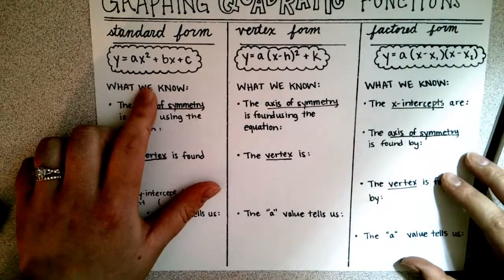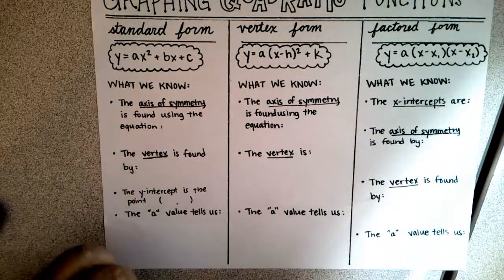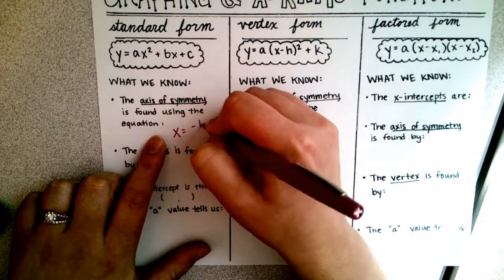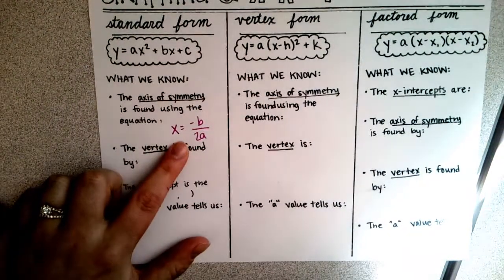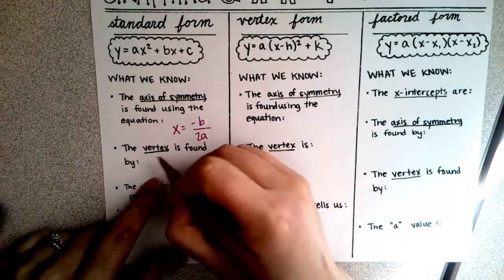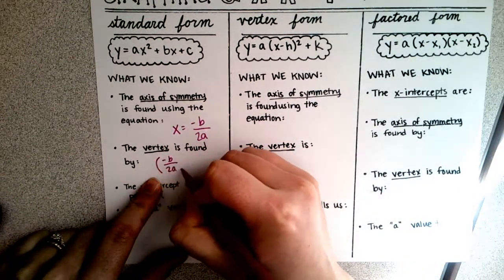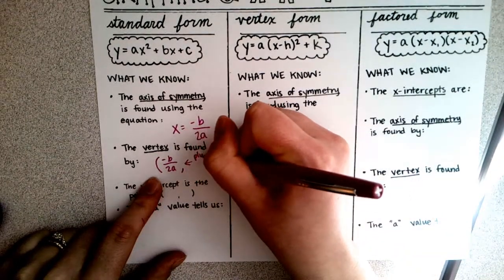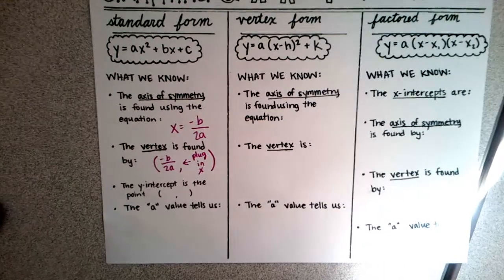This is standard form. When we're working in standard form, the axis of symmetry is found using the equation x equals negative b over 2a. That's the formula we have to find the axis of symmetry, and then to find the vertex, we use that x value as the x coordinate of our vertex, and then to find the y coordinate, we plug in that x value to see what we get for y.